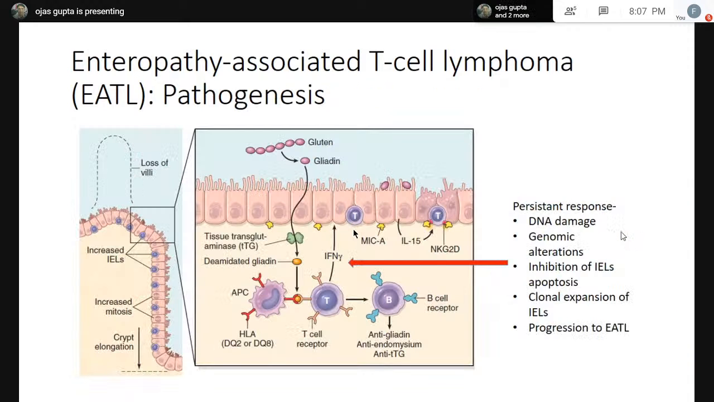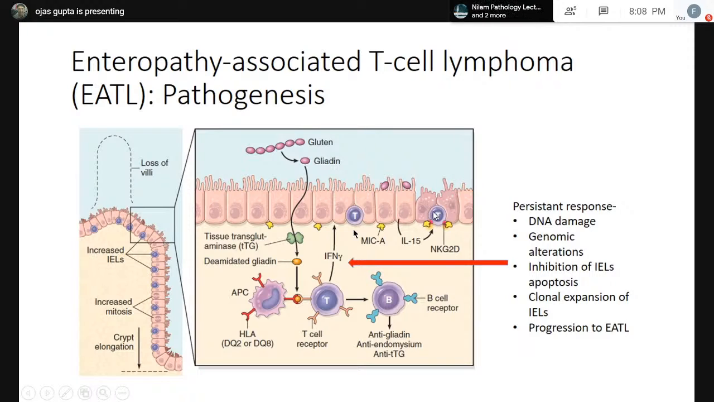So now let's move on to the pathogenesis of EATL. Celiac disease, which is known as gluten-sensitive enteropathy: from gluten, which is found in wheat, due to the action of small intestine digestive enzymes, there occurs the formation of gliadin amino acids. Now when these gliadin amino acids get attached to the enterocytes, these enterocytes will lead to the formation of IL-15.